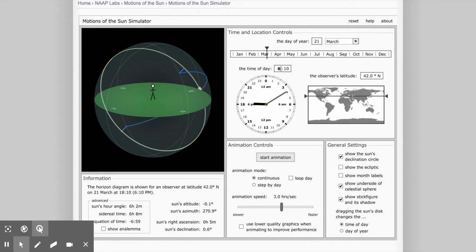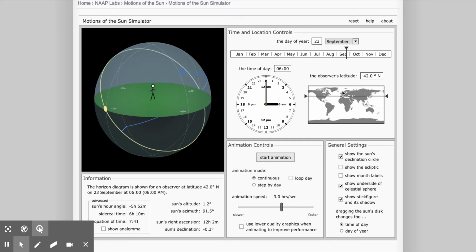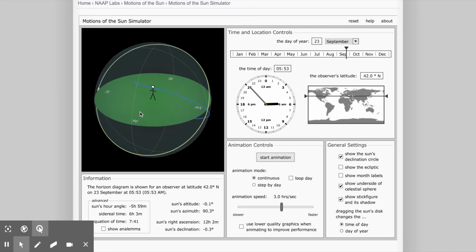I'm going to stick this back to 6 o'clock a.m., and I'm going to change the date to September 21st. Hang on, let me actually use this. September 21st. Okay, so now it says it's 6 o'clock. It looks like the sun already rose on September 21st. Let's kick that back a couple of minutes until it's dark again. Darkness, my old friend. Here we go.